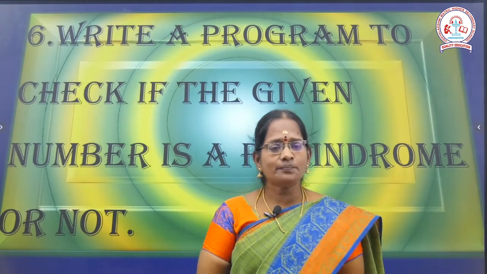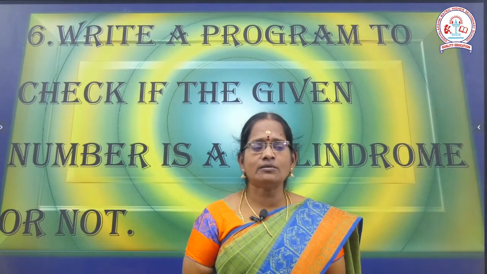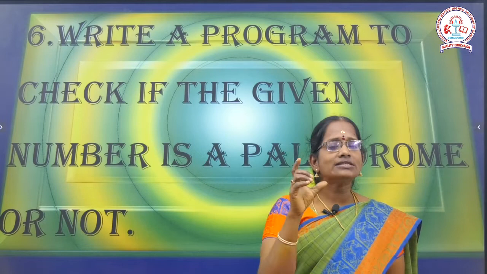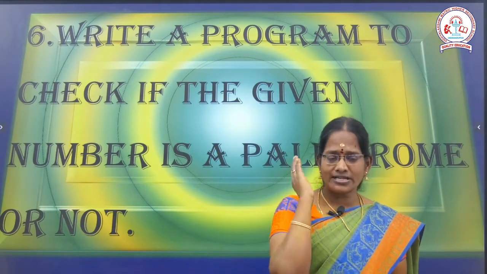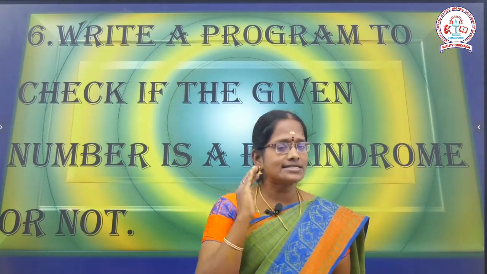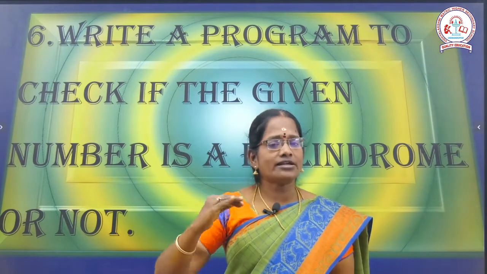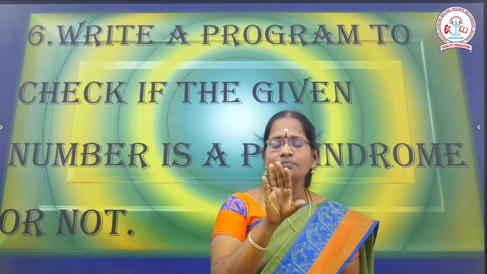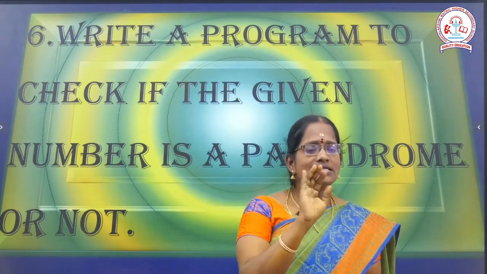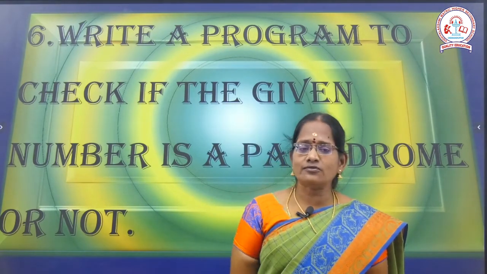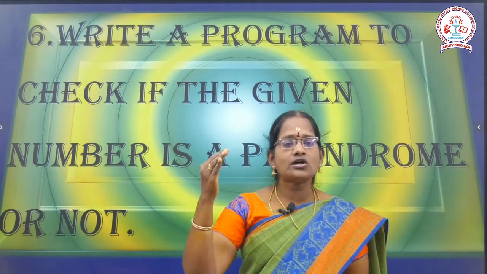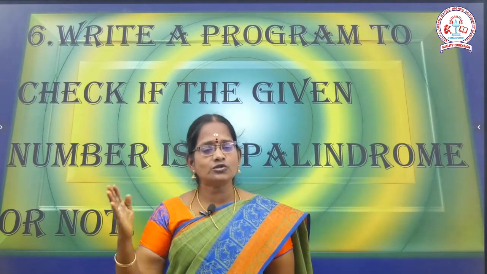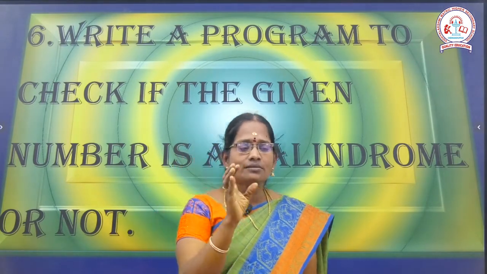What is a palindrome? You already know the concept of palindrome. You read left to right or right to left, and both are the same. For example, 121 is a number. Reading left to right, it is 121. Now you reverse the number, and this time also it is 121. So these numbers are called palindromes. Reading left to right or right to left, both are the same.